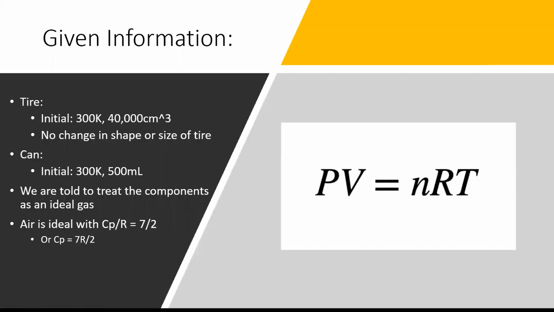So using the question, we can take away some given information. For the tire, we know that the initial temperature is 300 K and that the volume is 40,000 centimeters cubed. And we're also told that there's no change in the shape or size of the tire. And for the can, we know that the initial temperature is also 300 K and the volume is 500 milliliters. We are told to treat the components in this problem as an ideal gas. So with air as an ideal gas, we have a Cp over R value of 7 over 2. And if we simplify that down, we get that Cp is equal to 7R over 2.